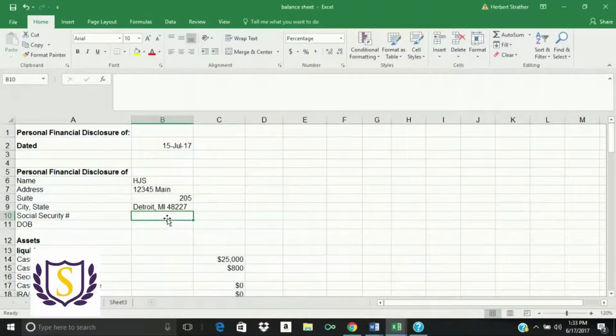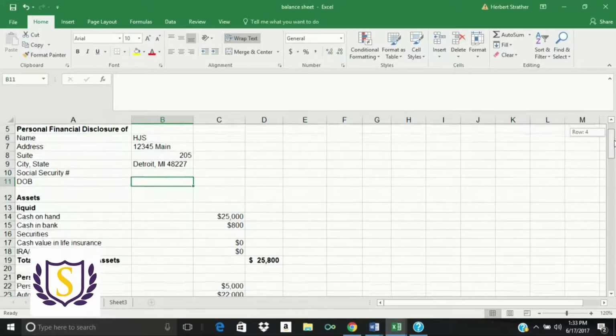So your name, address, suite, telephone, city and state are important, and your social security number. But just put in the last 4 numbers of your social security number, because your bank can always ask for those other numbers. And your date of birth is also important. You can put your date of birth in.